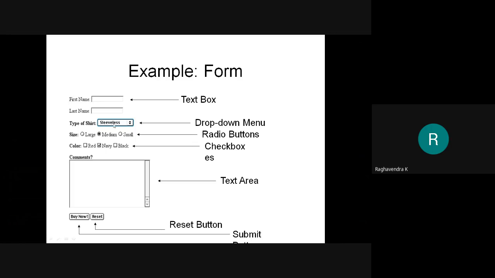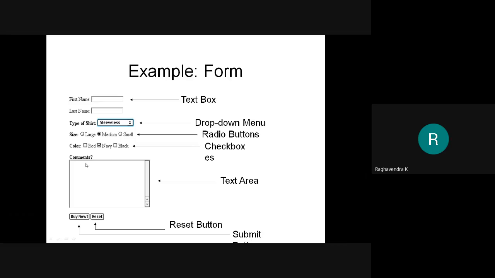Then we have the drop-down menu. A drop-down menu gives you plenty of options and helps you select one of them. There is one more sample here regarding the size, which is either large, medium, or small. These components are called radio buttons. Then there is a checkbox indicating a color, which is red, navy, or black.